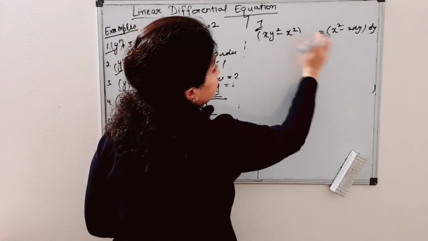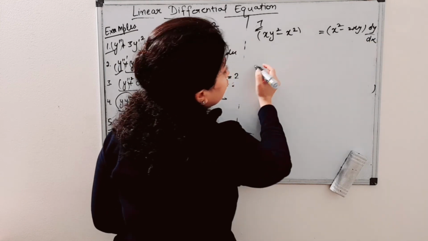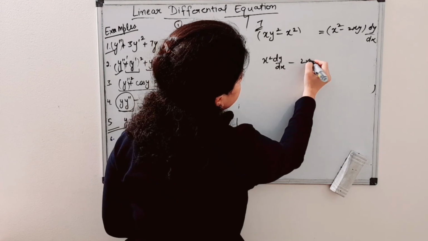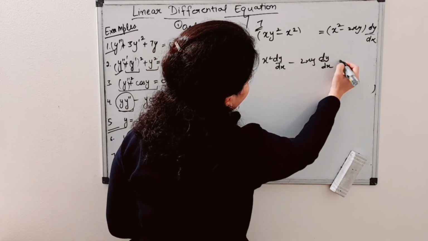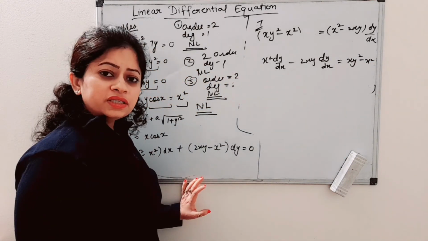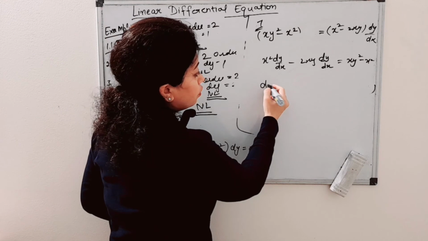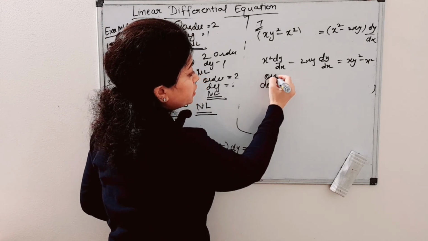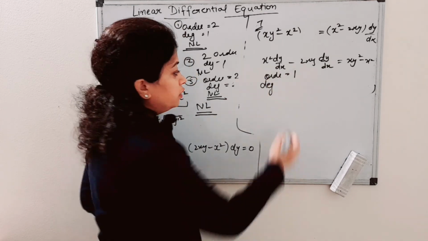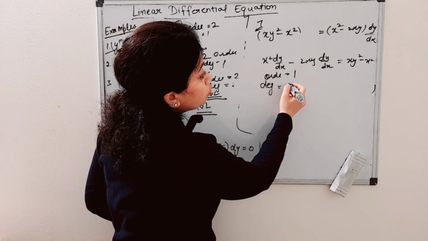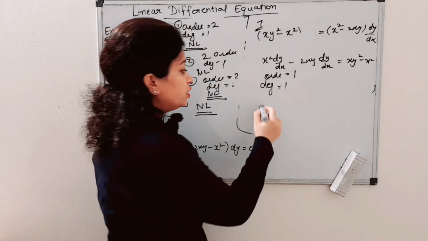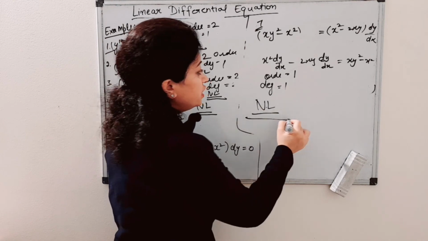Okay, so we can take this dy by dx here. So we have (x square minus 2xy) dy by dx is equal to xy square minus x square. We have this. So highest order derivative is 1. Okay, so order is 1, degree is also 1. Okay, but here we have a product term, so this is non-linear.